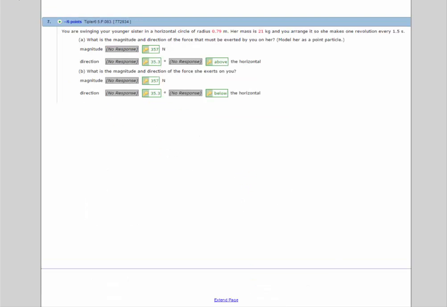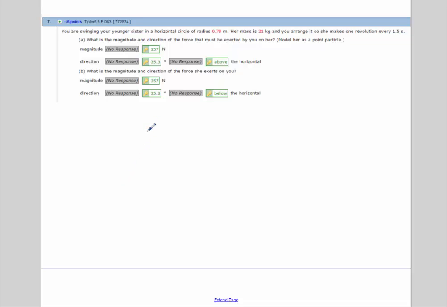Alright, let's look at one more problem here. Let me change the colors here. On this one, you're swinging your younger sister in a horizontal circle of radius 0.79 meters. Her mass is 21 kilograms. You arrange it so she makes one revolution every 1.5 seconds.